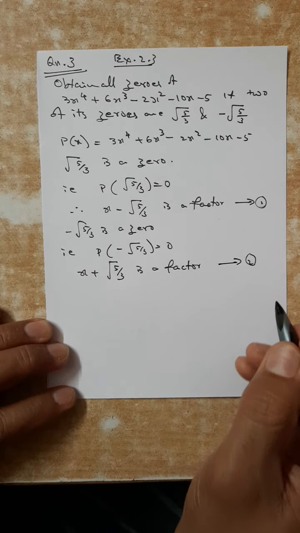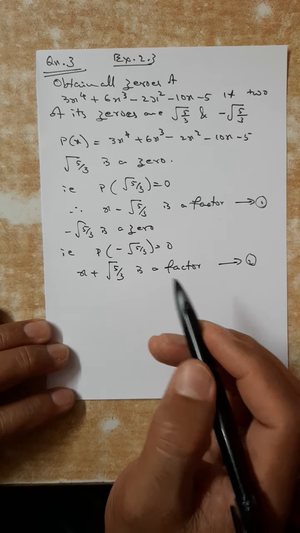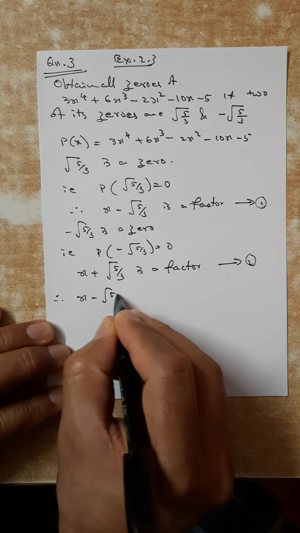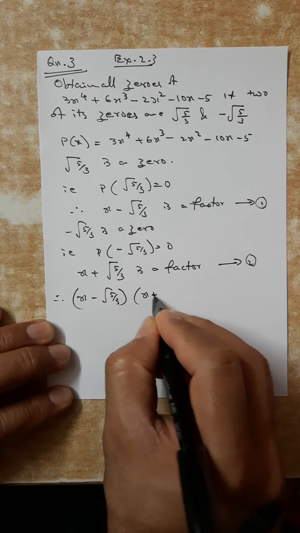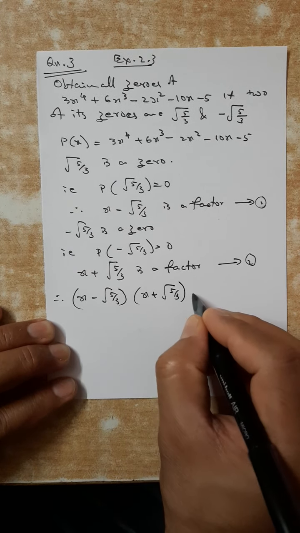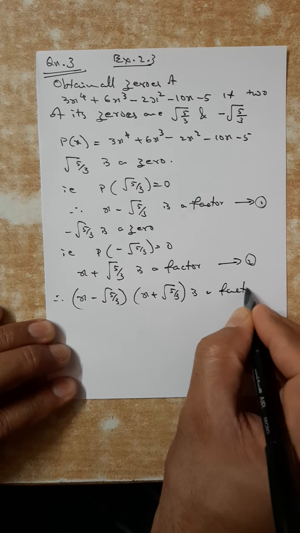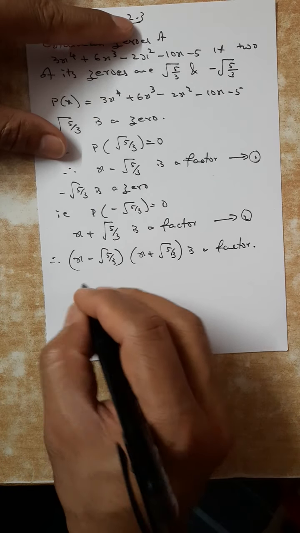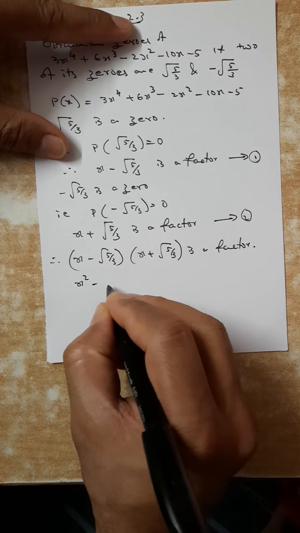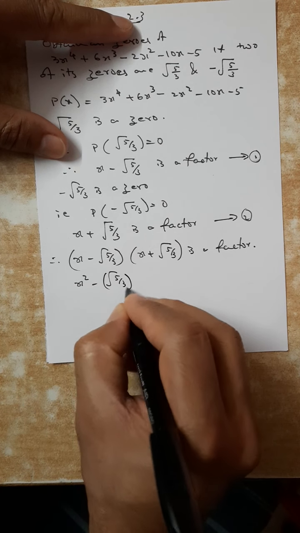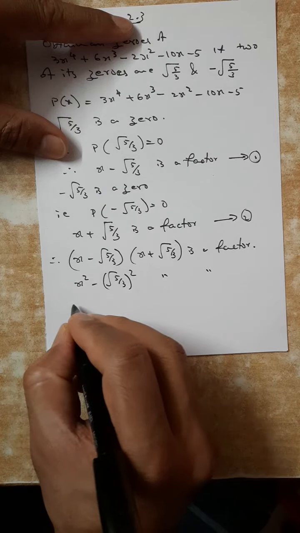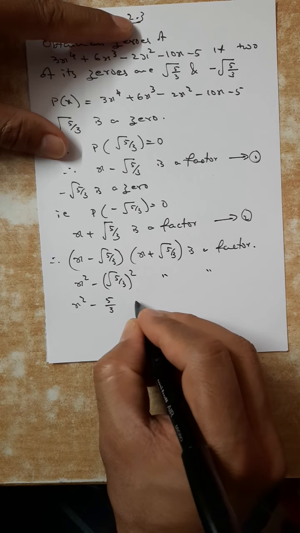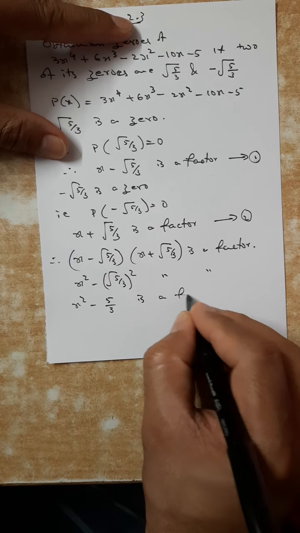Now from these 1 and 2, what we can say? This is a factor, this is also a factor. That means the product is also a factor. Therefore, x minus root of 5 by 3 into x plus root of 5 by 3 is a factor. That is same as a plus b into a minus b, which is a square minus b square: x square minus root of 5 by 3 whole square, that is x square minus 5 by 3, is a factor.